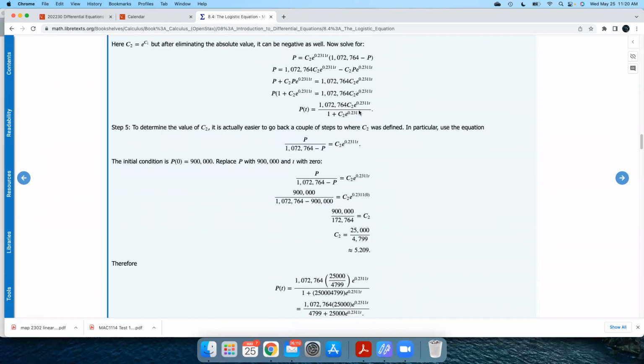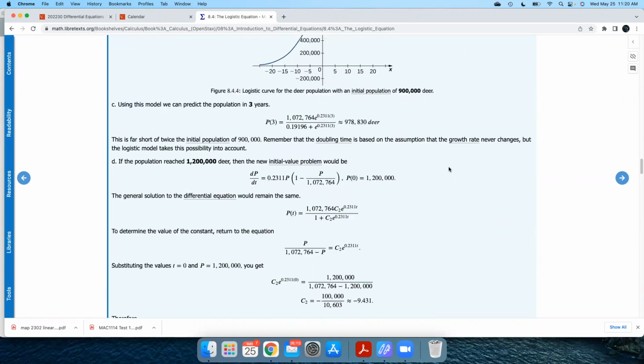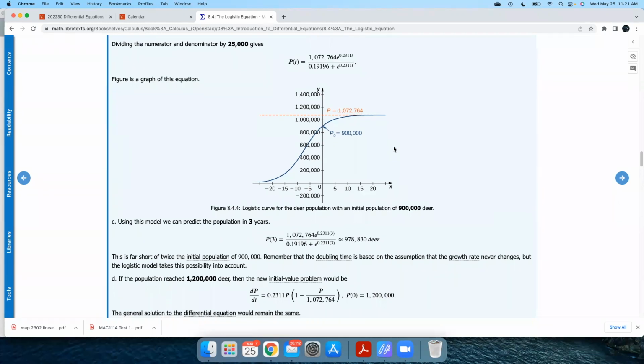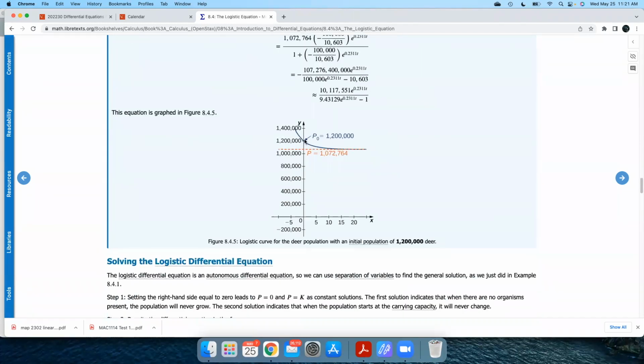The interesting part is, here's our solution. And this solution is going to have a graph that looks like this. We'll start with some initial population, and if that initial population is below our carrying capacity, we'll grow up toward it, and we'll asymptotically approach it. If our initial is above what we can sustain, our population will decay. So if we start up here, we decay down toward that maximum carrying capacity.